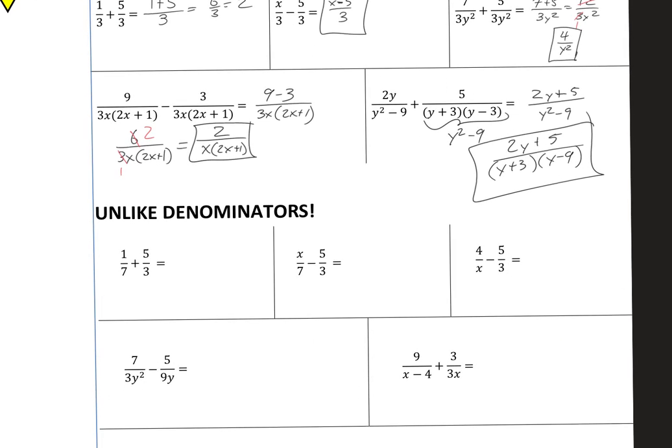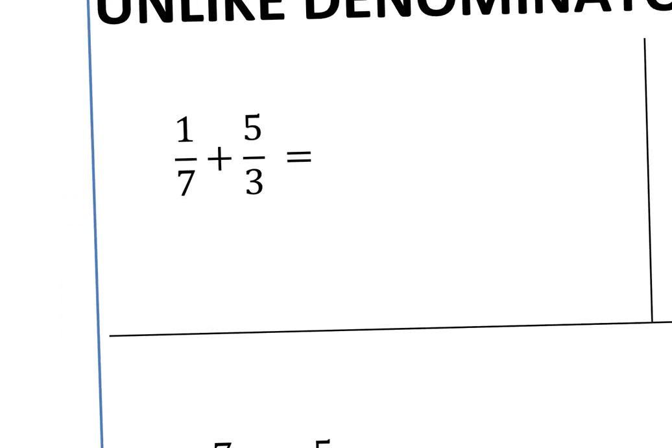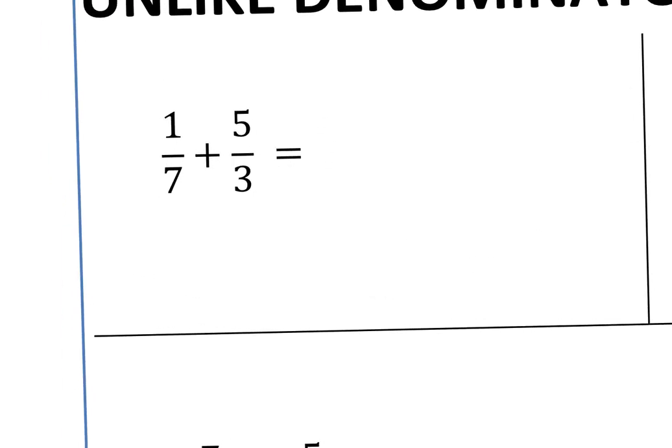But what happens if they're unlike denominators? Well, let's go back to elementary school and remind ourselves, what do we have to do? Well, we have to multiply both by what we think the common denominator is going to be. So 7 and 3, what's the common denominator? Well, they both go into 21. So to get to 21, I'm going to multiply this by 3 over 3. I'm going to multiply this by 7 over 7, right? Whatever the denominator here is, I multiply it top and bottom.